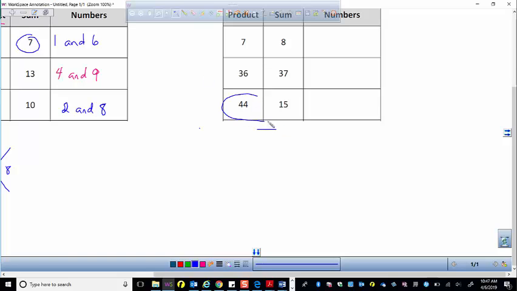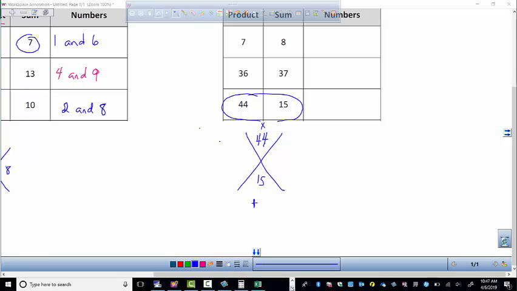Let's do this one, 44 and 15. Here I want them to multiply together. My factors need to multiply together to be 44, and they need to add together to be 15. So this is adding and this is multiplying.